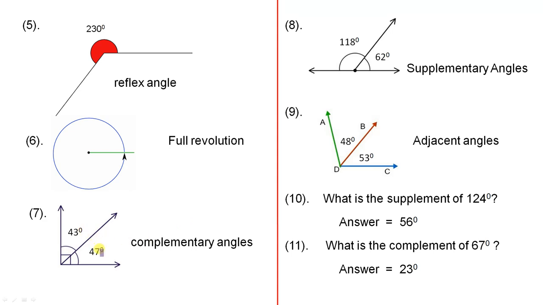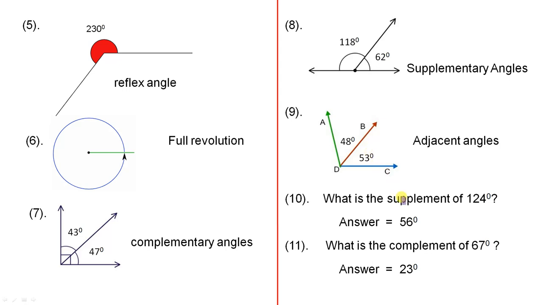43 degrees and 47 degrees, since they add up to 90 degrees, they are complementary angles. 118 degrees and 62 degrees, since they add up to 180 degrees, they are supplementary angles. These 2 are adjacent angles because they are next to each other.